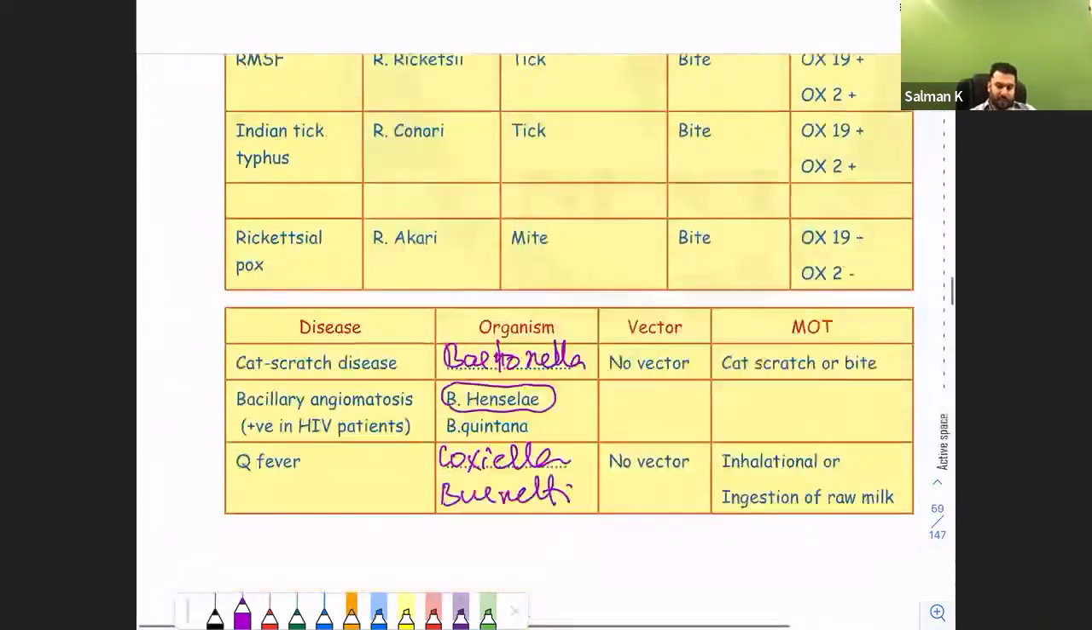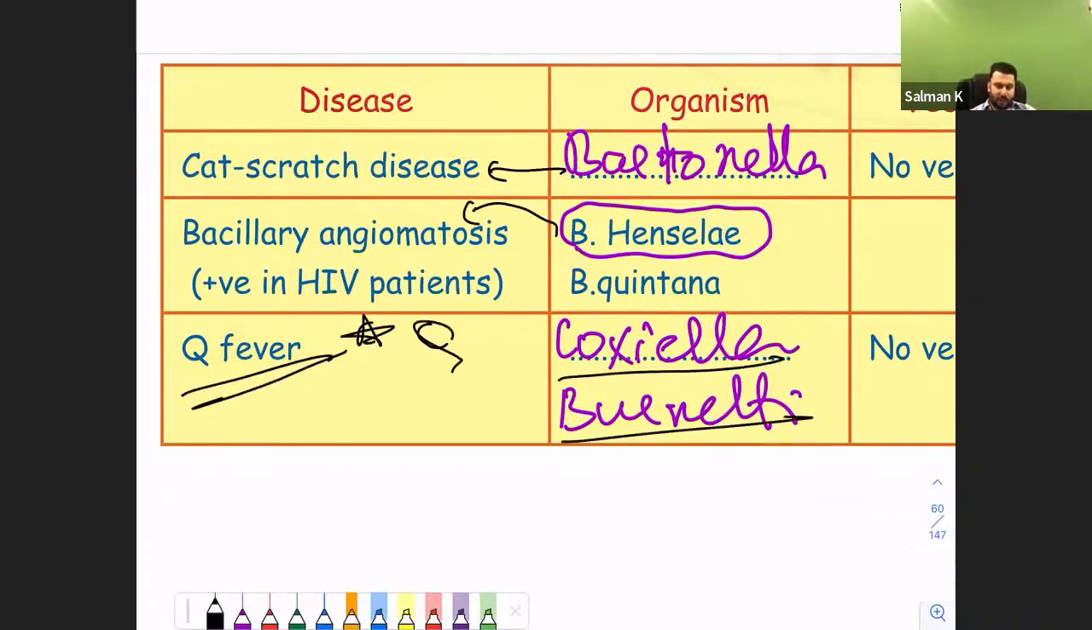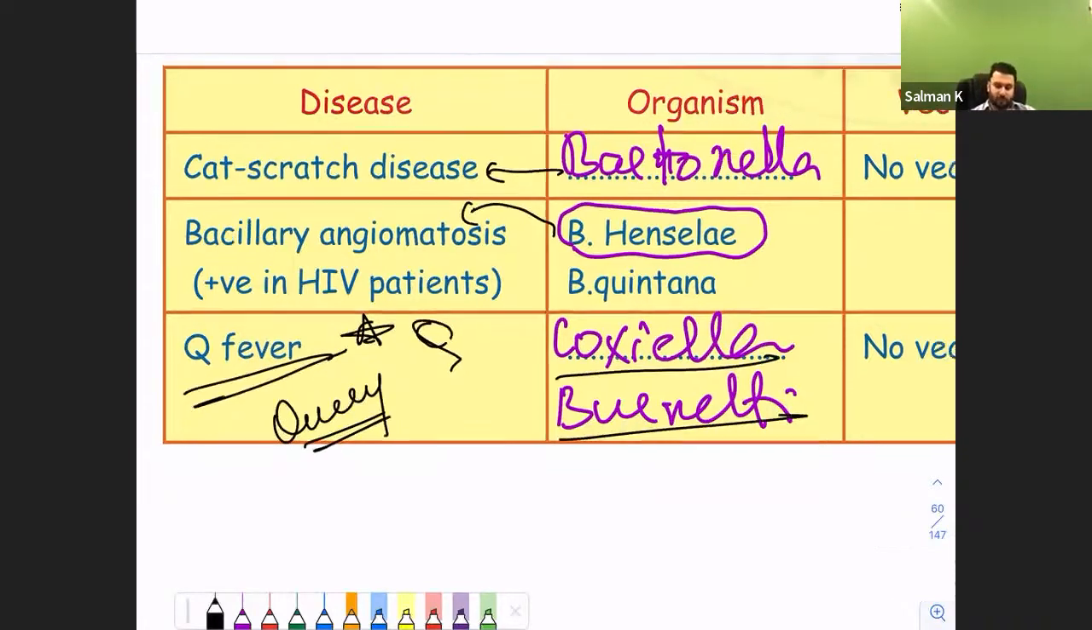Next, coming to rickettsias, keep an eye on this last chart that you have. Bartonella henselae causes cat scratch disease. Bartonella henselae also causes bacillary angiomatosis in HIV. And Q fever can be a one-liner kind of thing. Q fever is caused by Coxiella burnetii. The Q stands for query fever. Fever was happening, but the cause was unknown, so it was like a question: who's causing this fever? Hence the name query fever, Q fever.